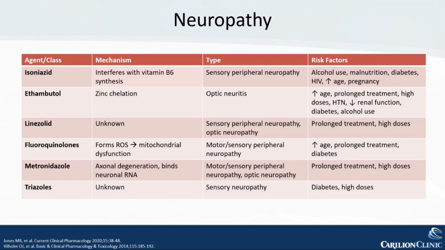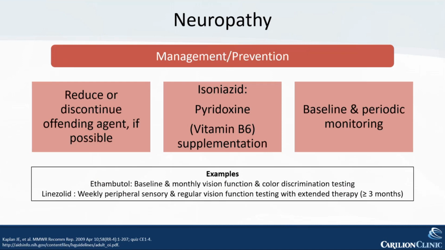Often you're not going to see this early on in treatment or with short courses of treatment. You're more likely to see it with more extended courses. In the case of management or prevention for neuropathies, generally you're going to want to reduce the dose or discontinue the offending agent if that's possible. In the case of isoniazid, specifically supplementing with pyridoxine or vitamin B6 has been shown to prevent and manage neuropathy with that medication. And then making sure you're actually checking for it.